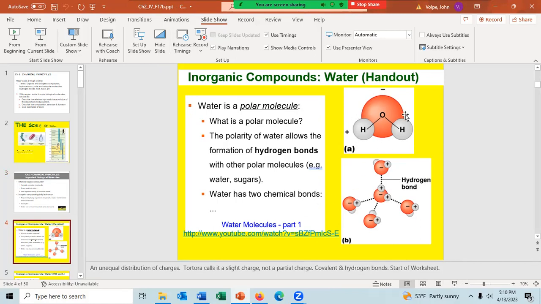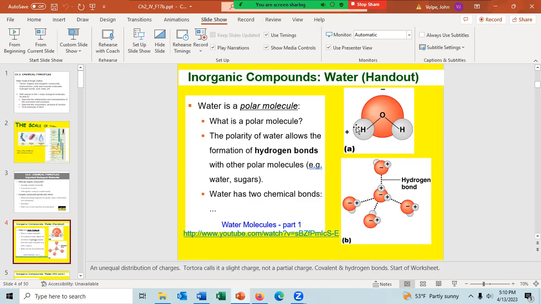So here's H2O, water. The oxygen doesn't share the electron equally with the hydrogens, and so oxygen has a partial negative charge. Hydrogen has a partial positive charge. This is not a complete charge, so it is not a +1. It is a partial charge.